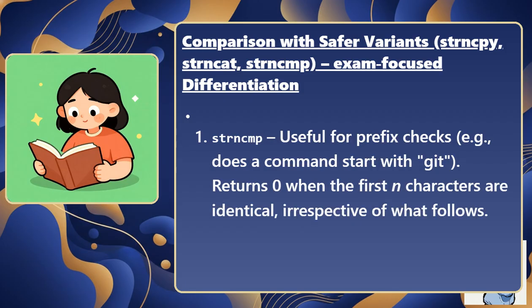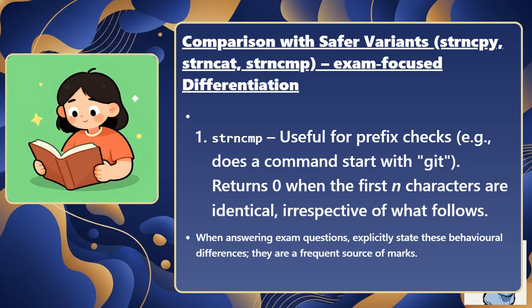3. strncmp, useful for prefix checks. For example, does a command start with "get"? It returns 0 when the first n characters are identical, irrespective of what follows. When answering exam questions, explicitly state these behavioral differences. They are a frequent source of marks.